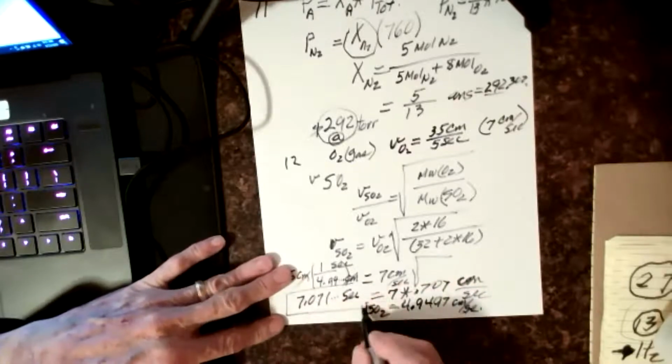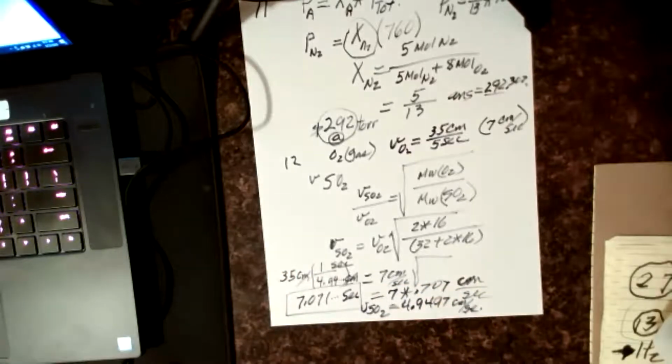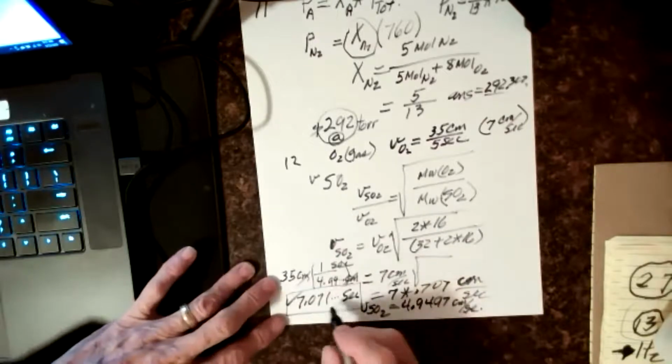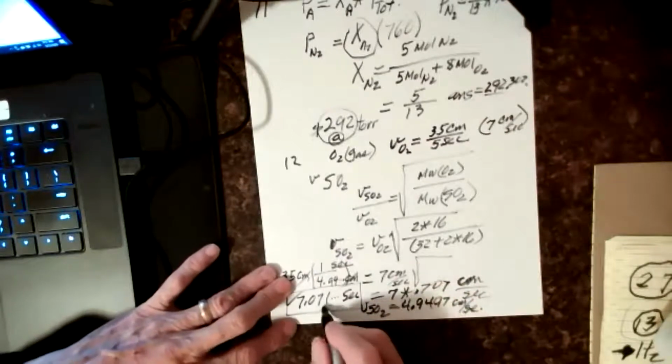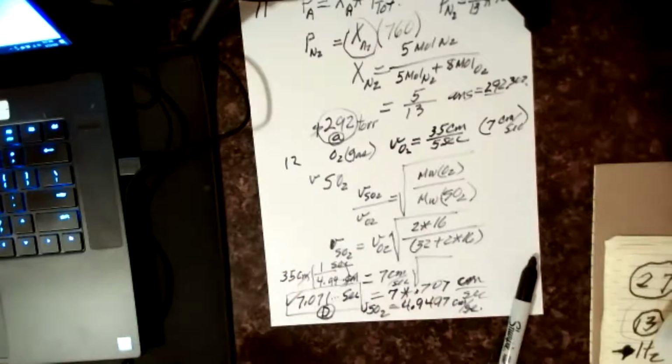And now again, it would be time for a reality check. Should it take SO2 more time or less time than it took oxygen to do the same thing? And that's right, it should take longer, shouldn't it? SO2 is heavier. It's going to take longer to go 35 centimeters than the oxygen. So the numbers make sense, and it's response D on the test. So it worked out okay.